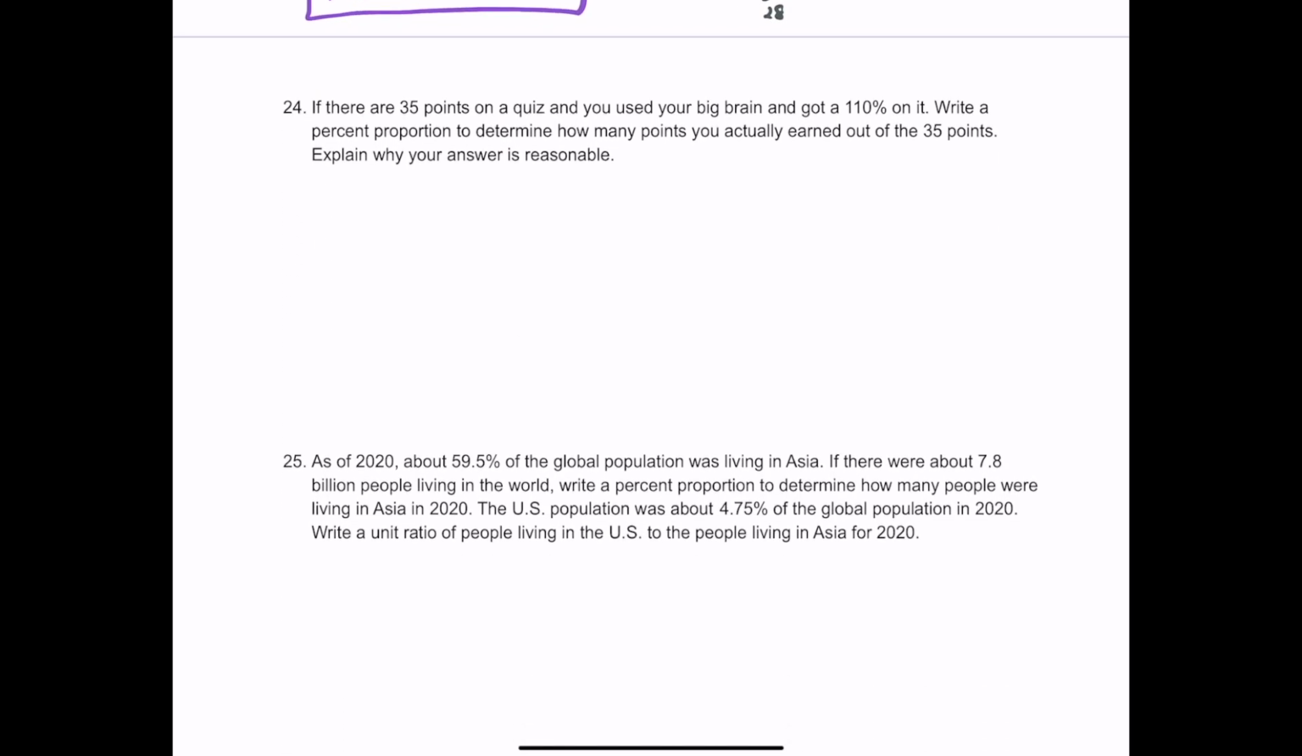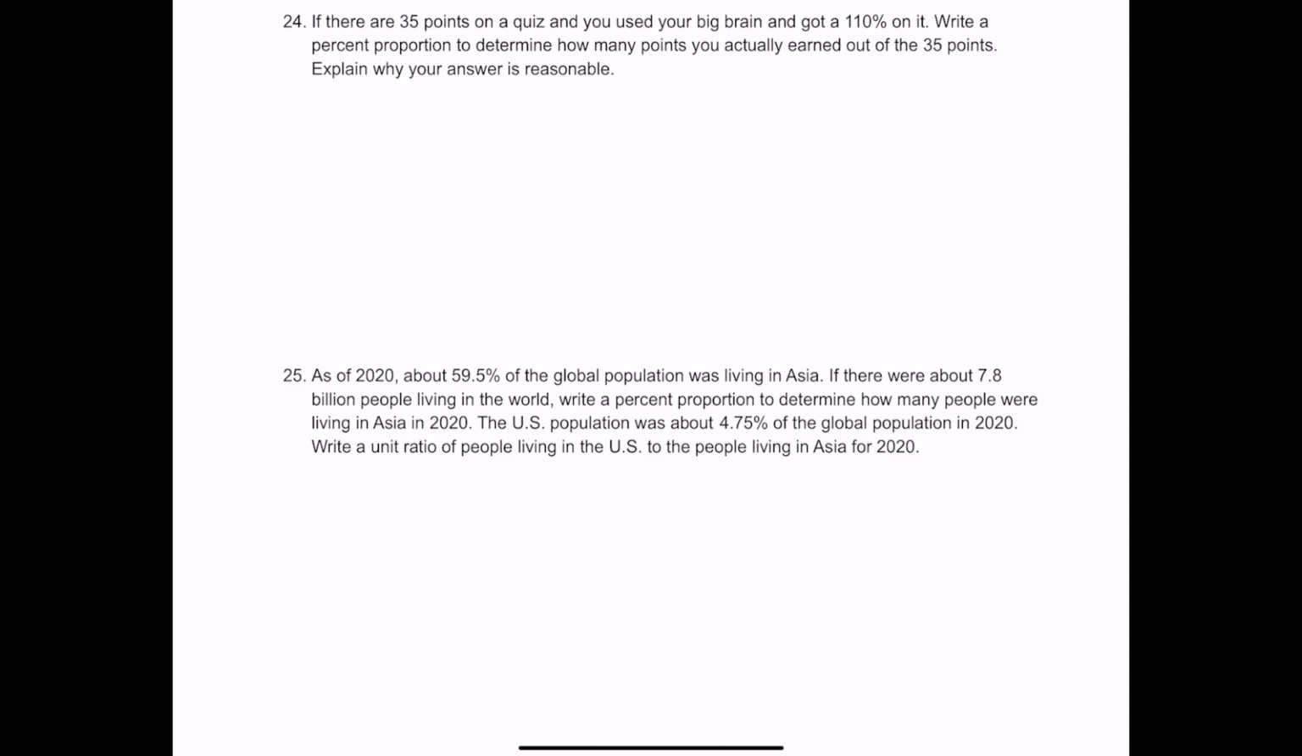Okay. 24 says, if there are 35 points on a quiz and you used your big brain and got 110% on it, write a percent proportion to determine how many points you actually earned out of the 35 points. Explain why your answer is reasonable. Okay. So let's write a percent proportion again.